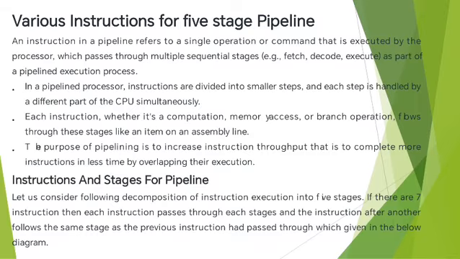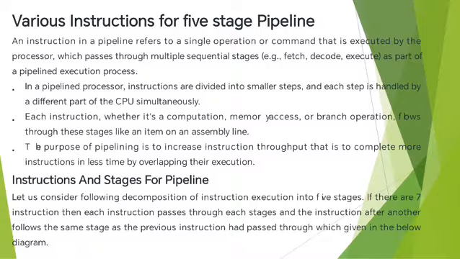Various instructions for 5-stage pipelining. An instruction in a pipeline refers to a single operation or command executed by the processor, which passes through multiple sequential stages, that is, fetch, decode, execute, as part of the pipeline execution process.